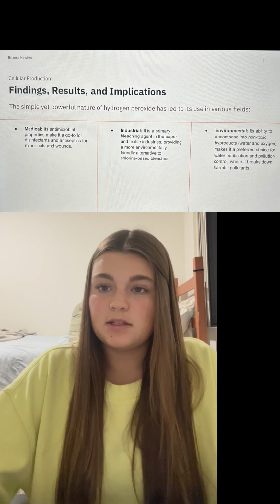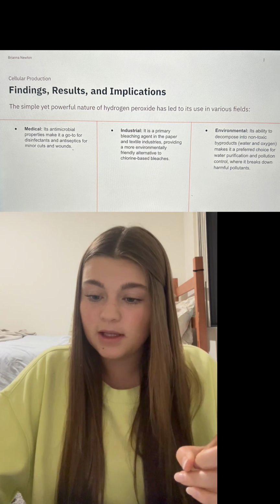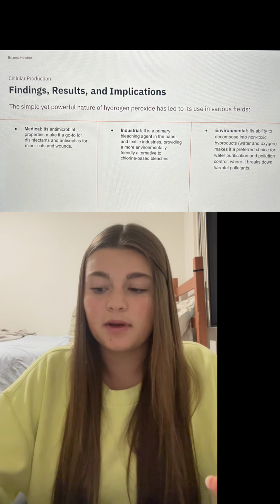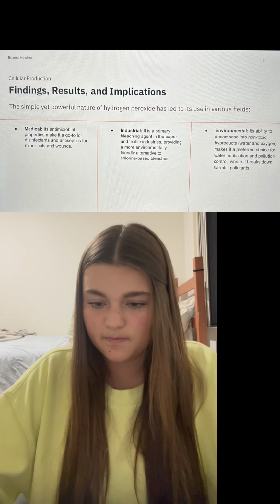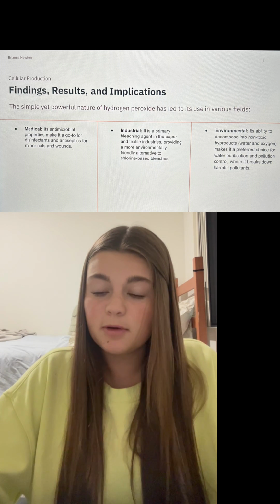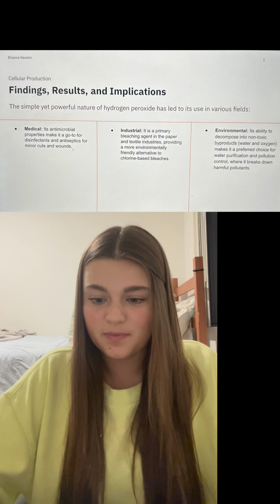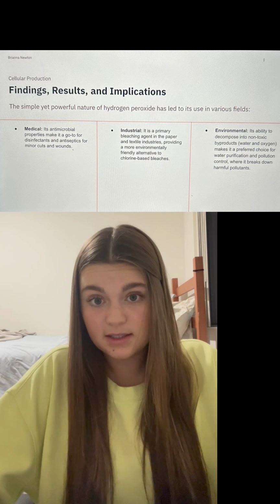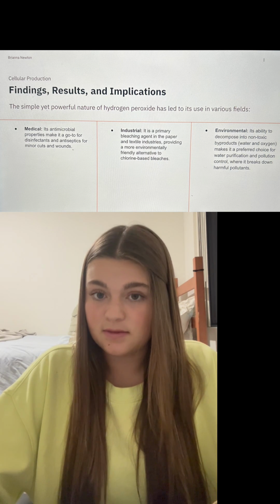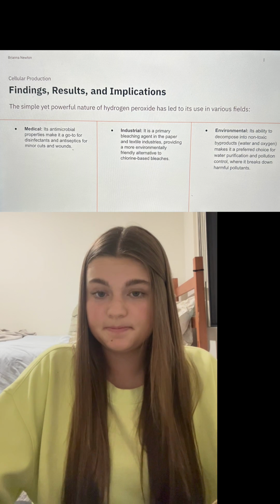Hydrogen peroxide is useful in many areas. In the environment, it helps clean water and removes pollution because it breaks down into water and oxygen. In industries, it's useful to bleach paper and fabric safely instead of using chlorine, which can be harmful. It's also helpful in medicine. It can kill germs. It is used in disinfectants and to clean small wounds.